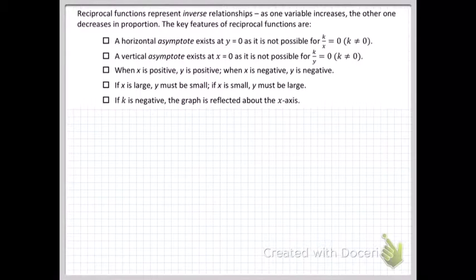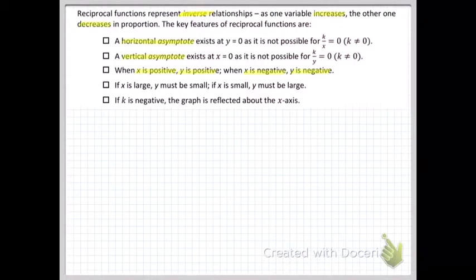In general, reciprocal functions represent inverse relationships, which means as one variable increases, the other one decreases in proportion. So the key features: there's a horizontal asymptote along the line y equals 0, and there's a vertical asymptote along the line x equals 0.